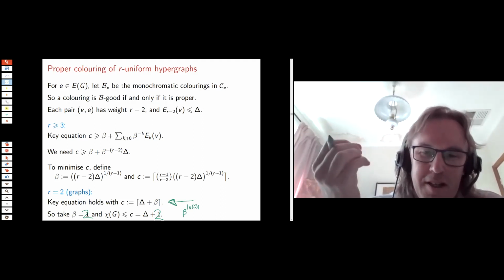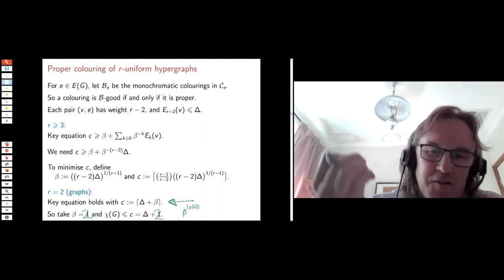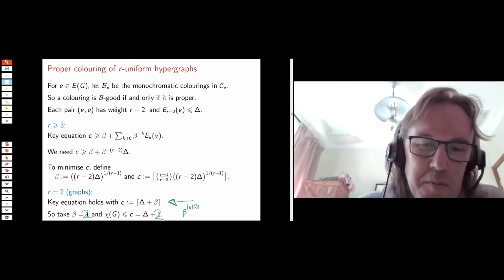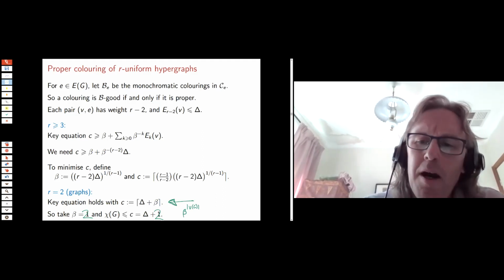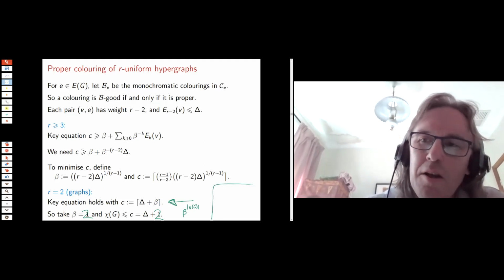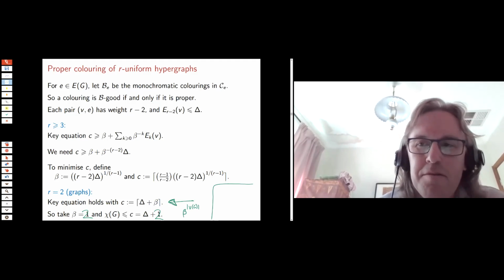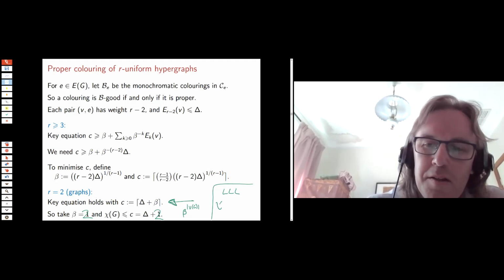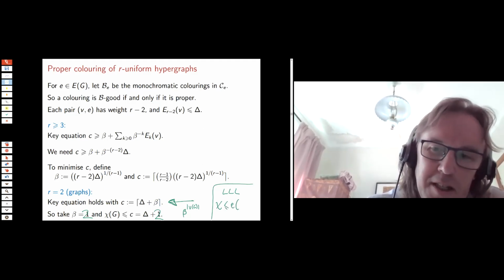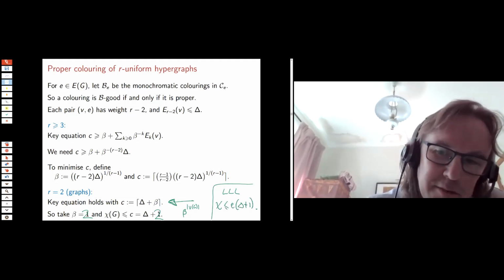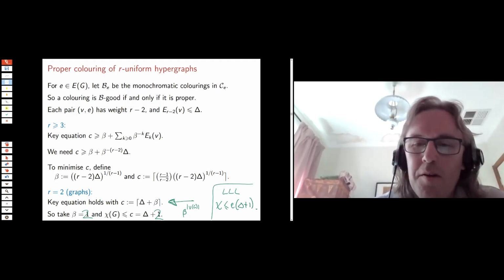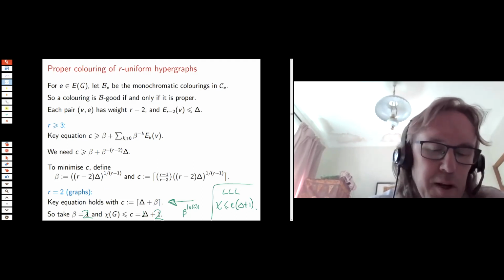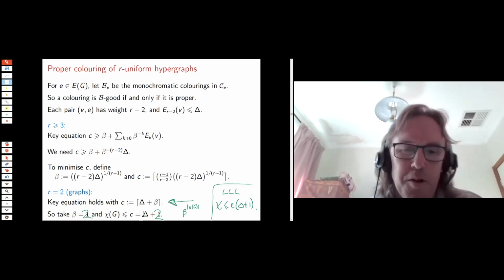If you've got 2 choices for each vertex, whenever you color it, you get exponentially many colorings. By the way, just as an aside, the local lemma does not give you this result for graphs. If you apply the local lemma, it tells you that the chromatic number is at most e delta plus 1. So this is not giving you a constant of 1 in front of the delta. Right? So this is an example actually where this method is definitely better than what you get from the local lemma.